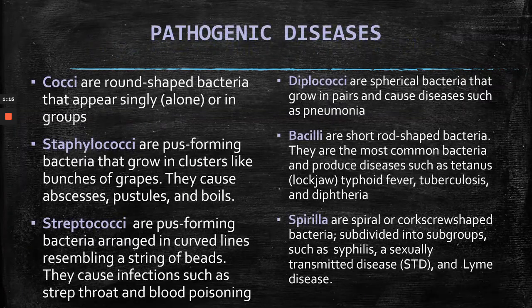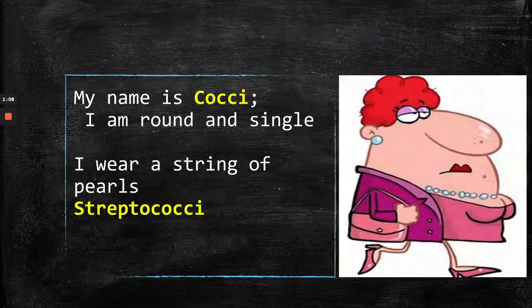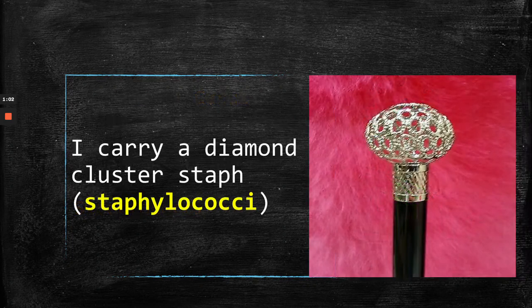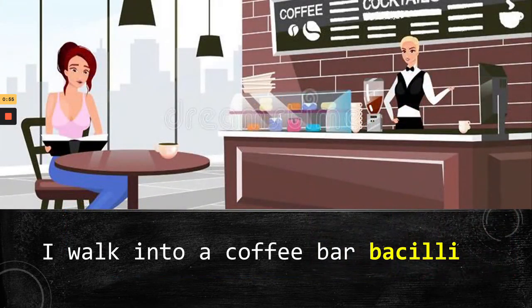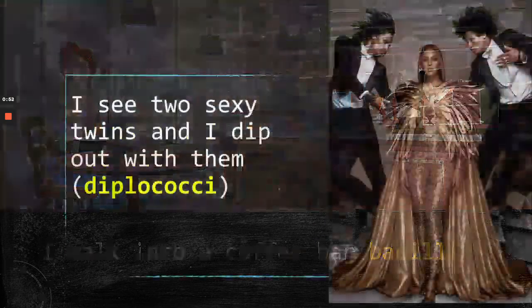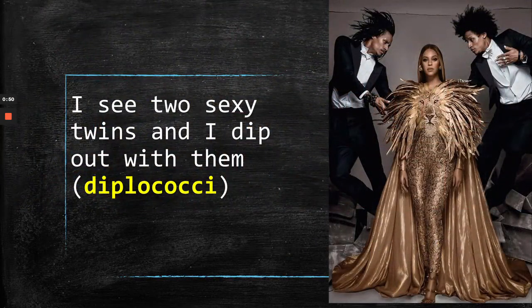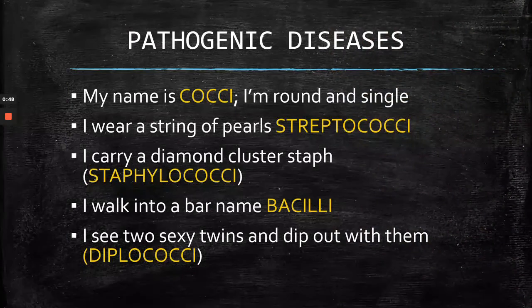Please make a note of the glossary terms of the pathogenic diseases. And I have my little skit for these pathogenic diseases. My name is Coxie. I'm round and I'm single. I wear a string of pearls, streptococcus. I carry a diamond cluster staff, staphylococcus. Plus you want to think of rotten grapes. I walk into a coffee bar named Bacilli, and I see two sexy twins and I dip out with them. Here is my wording for my pathogenic diseases.